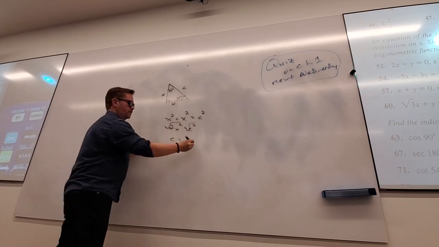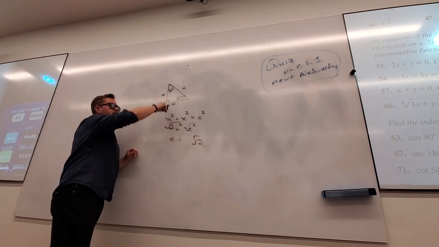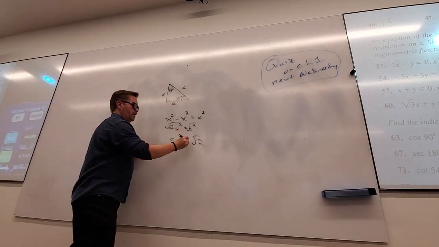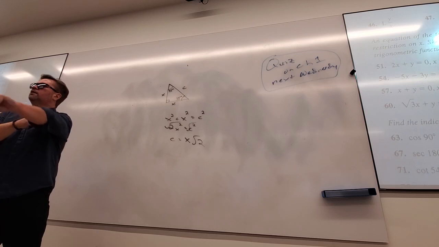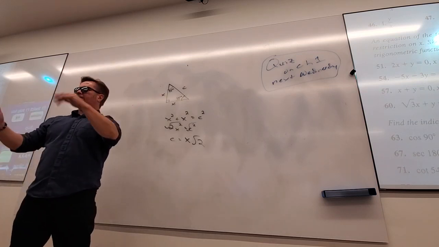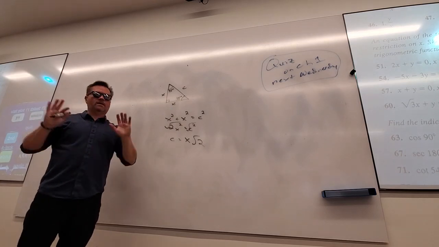Root 2. What's the square root of x squared, considering it's a real triangle, and so I have to have positive side lengths? x. Not absolute value, because like I just said, these are already positive, so not the absolute value. Let me stop for a minute.